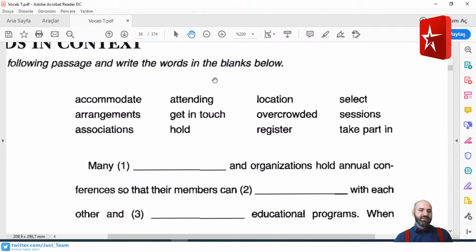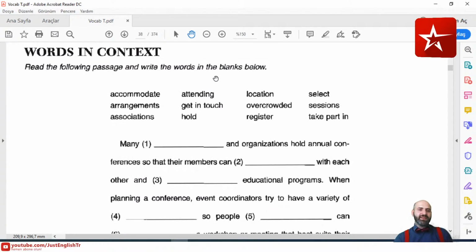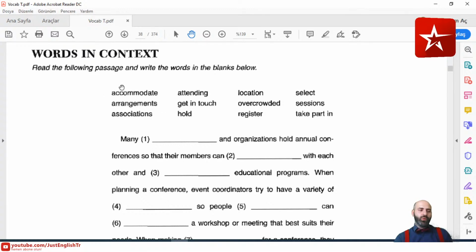So in this exercise, I will zoom out, then I will zoom in again, guys. In this exercise, we need to use the words that we learned in the context. So there are some gaps, and you need to put these words in the correct gaps. Now, sometimes maybe you don't remember the meaning of the word so well, but think about the grammatical structure. What is missing in this gap?